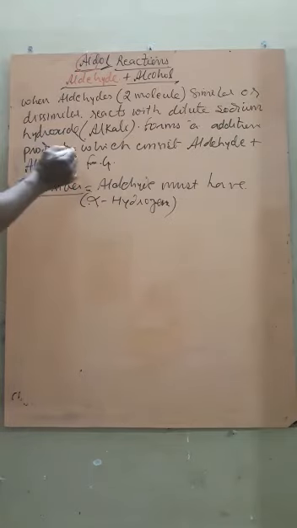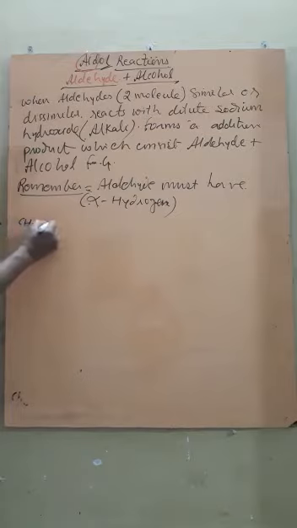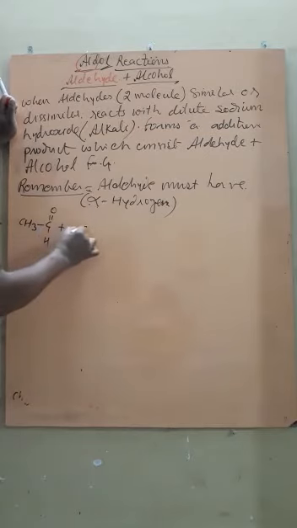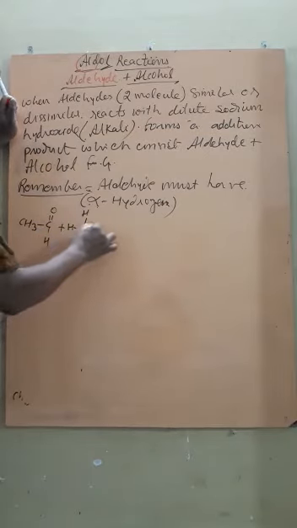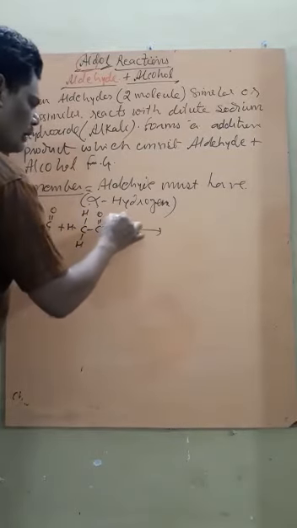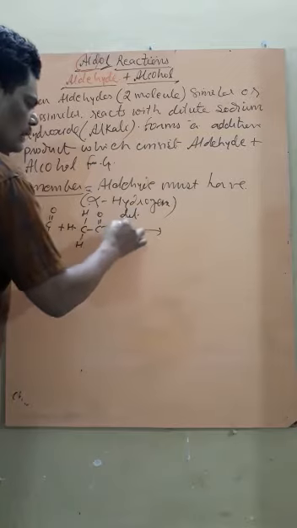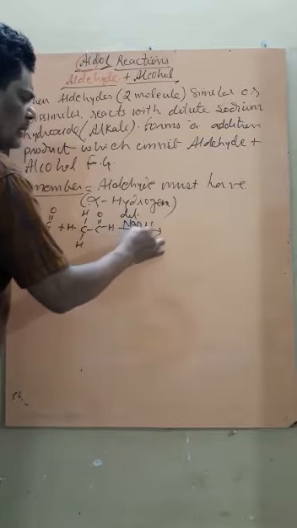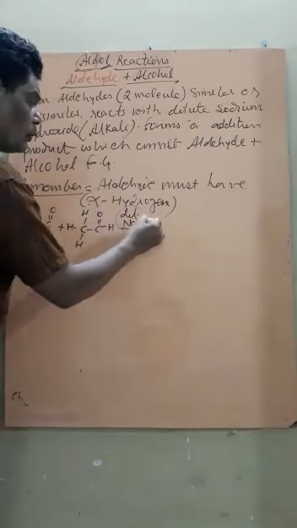So very first, let me write the reaction. This is CH3, C double bond O and H, that is acetaldehyde, plus one more CH3, C double bond O, H in presence of what? Dilute NaOH. It is again very important. You have not to forget, dilute is needed, not concentrated.